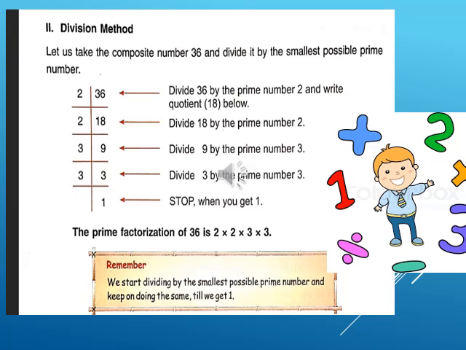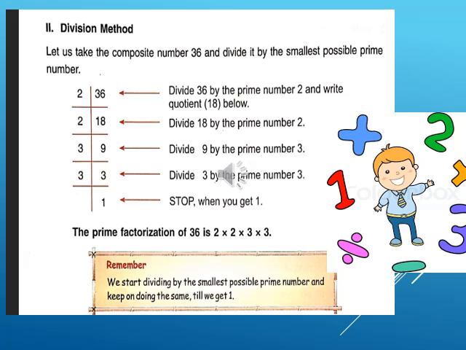In the second method, that is the division method, let us take the composite number 36 and divide it by the smallest possible prime number, that is 2. So here we will divide 36 by the prime number 2 and write the quotient 18 below it. Again we divide 18 by the prime number 2. The quotient is 9. Now 9 is not divisible by 2, so we will take the next prime number, and the next prime number is 3.